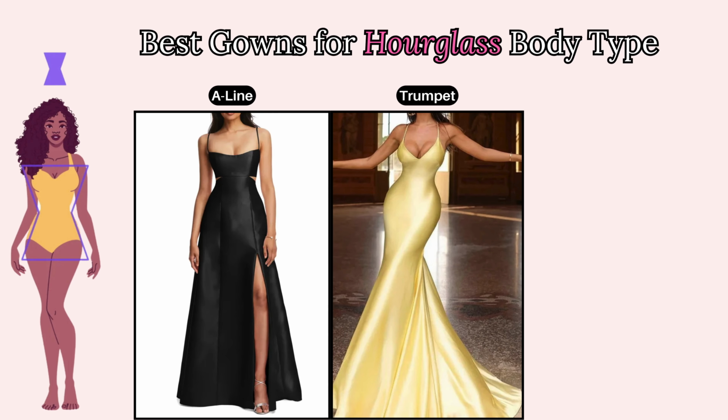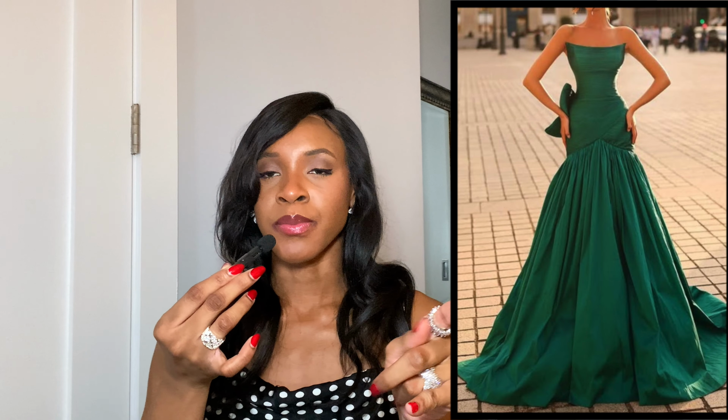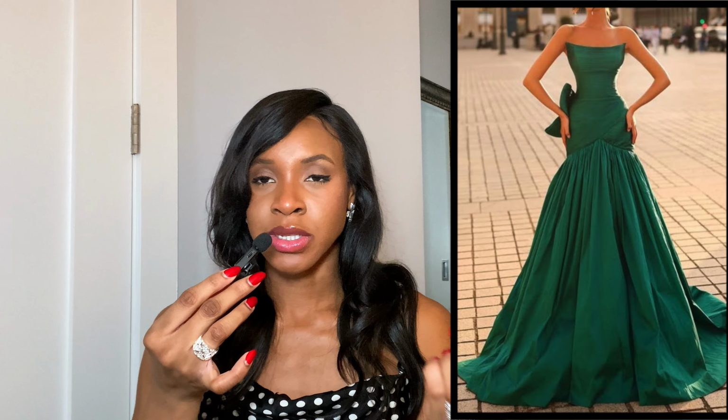The trumpet gown is also great. It skims over the hip area and has a wider skirting, so that's flattering to the hourglass body, and the bodice usually accentuates the defined waist, and the trumpet skirting adds drama and elegance to it, so you know it's nice on the hourglass body.